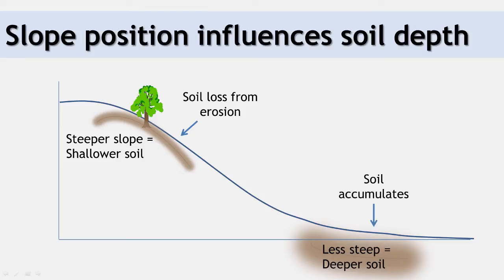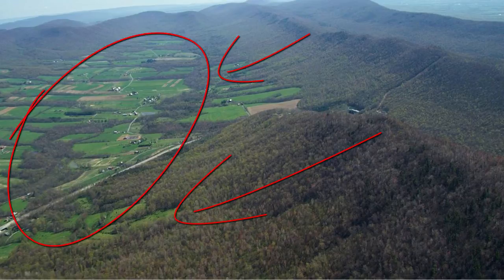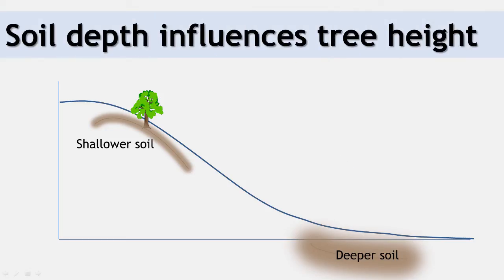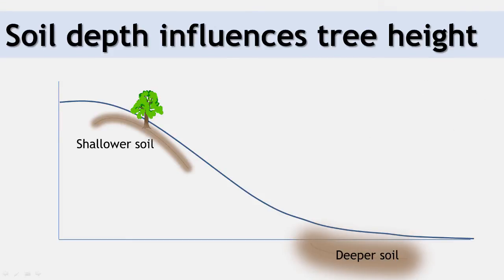accumulates. This relationship of slope steepness to erosion and soil depth is evident in the Appalachian Mountains, a very old mountain chain. A tremendous amount of erosion has occurred over the course of millions of years, moving soil down slope. Soil has accumulated on the lower slopes and in the valley bottoms. There is a direct correlation between soil depth and tree height. In general, deeper soils have better water and nutrient holding capacity and thus greater productivity. As a result, trees grow taller in deeper soils found on lower slopes and in creek bottoms.